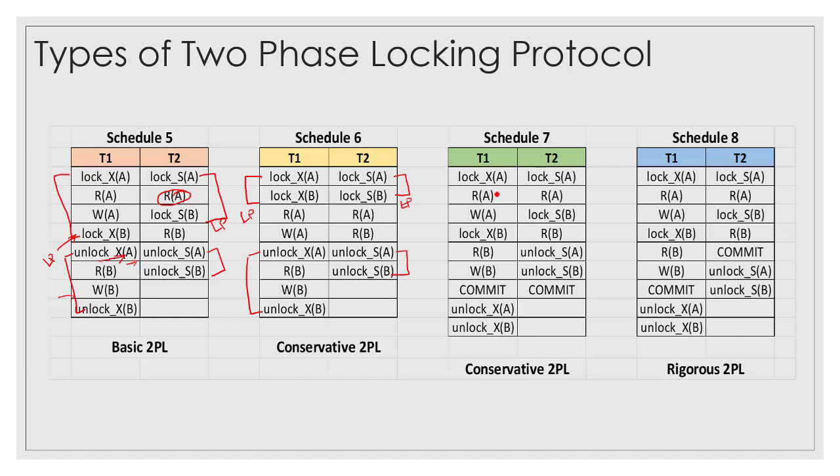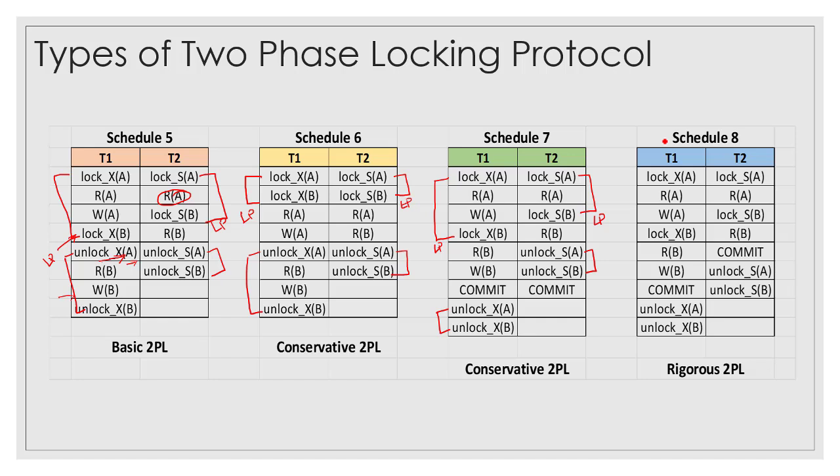As there is no chance of dirty read, the conservative 2PL ensures that the schedule will be a cascadeless schedule. So here my growing phase is from this point to this point. This is the locking point, and my shrinking phase will be this to this. In case of transaction 2, my growing phase will be from this point to this point, and this will be my locking point, and my shrinking phase will be this.